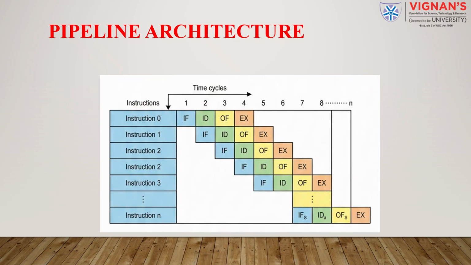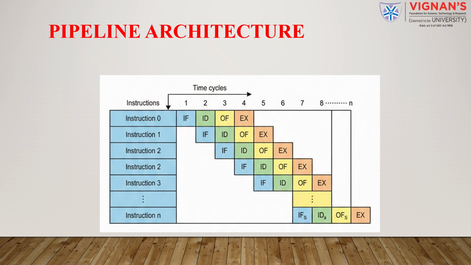This concept is best understood visually. Please look at the diagram on this slide. This matrix visualizes the overlapped fashion we just discussed. On the vertical axis, we have the instructions, instruction 0, 1, 2, etc. On the horizontal axis, we have time cycles, 1, 2, 3, 4, etc. Look at instruction 0. In cycle 1, it is in the IF, fetch stage. In cycle 2, it moves to ID, decode.